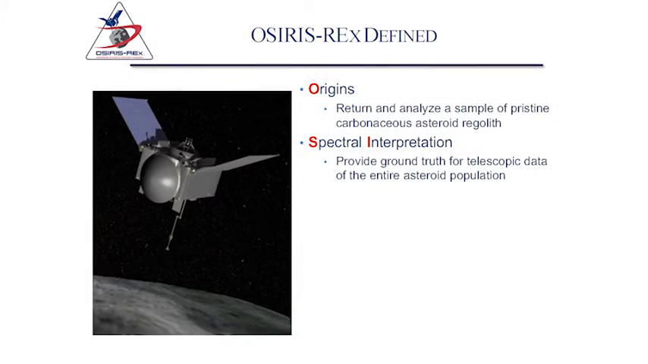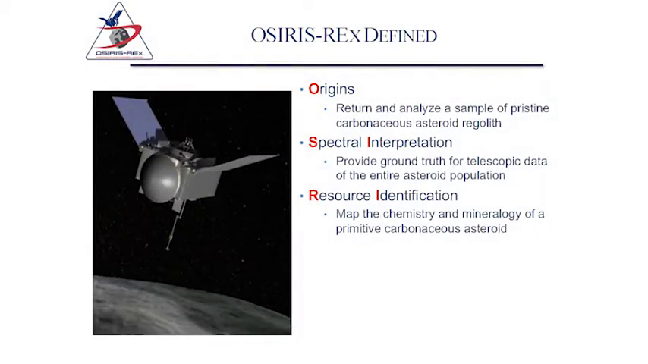The SI in OSIRIS is for spectral interpretation. We want to provide ground truth for the observations we've made from telescopes. And the way we do that is to actually go to the asteroid and measure it a lot closer where we can see it a lot better and use that information to help us better understand telescopic observations of other asteroids that we won't be able to go to.